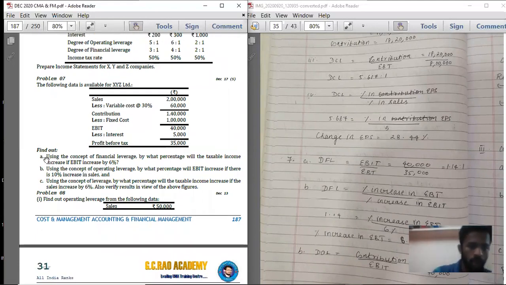Okay. Now find out what they are asking us to find out. They are not asking us to find only these 3 leverages, but they are giving something else also. That is point number A. Using the concept of financial leverage, by what percentage will the taxable income increase if EBIT increased by 6%? They are using the financial leverage, that is DFL, in order to find the percentage of change in PBT if the percentage of increase in EBIT is 6%. What is the formula for DFL? Percentage of change in PBT divided by percentage of change in EBIT.